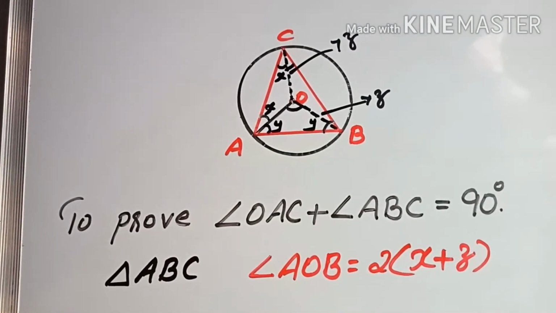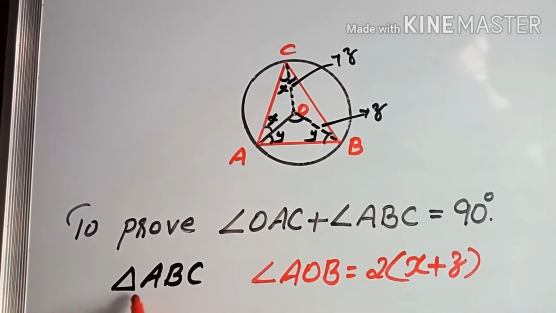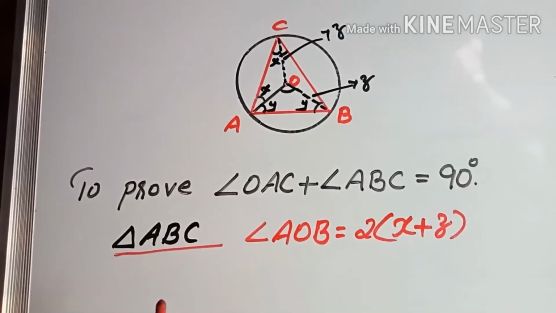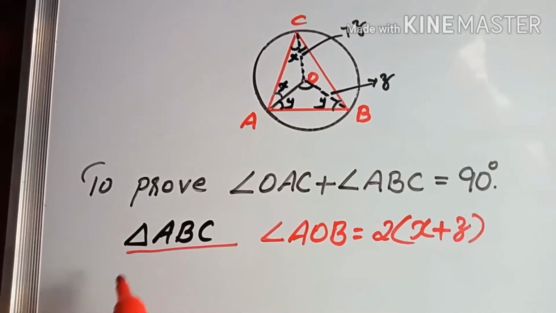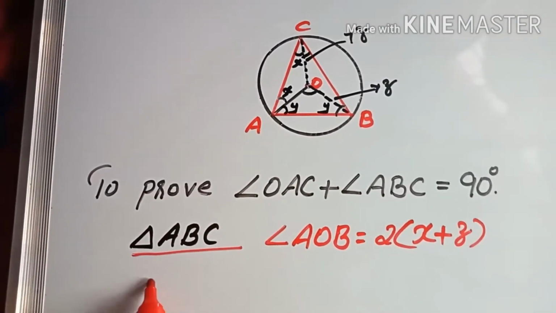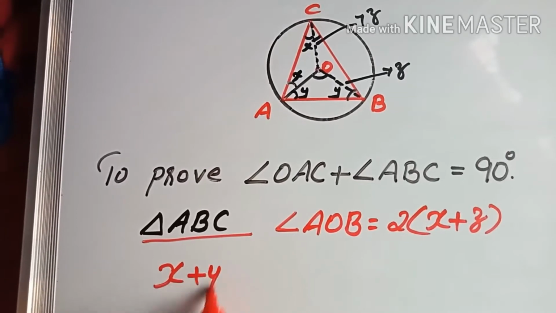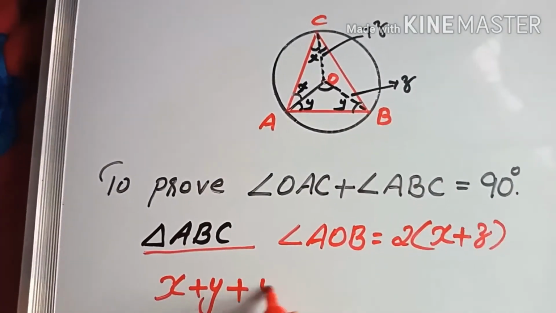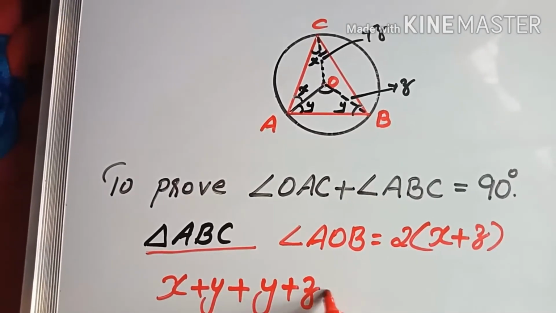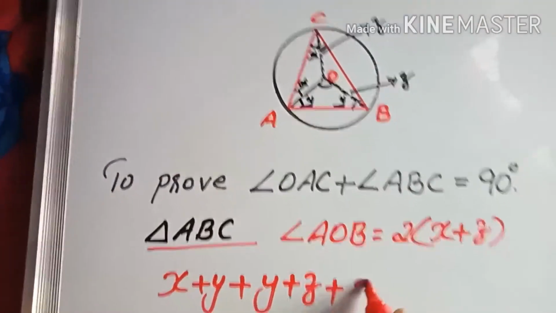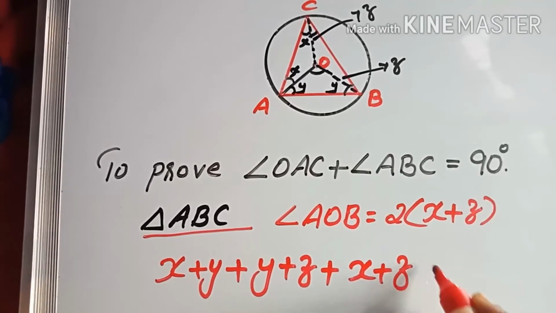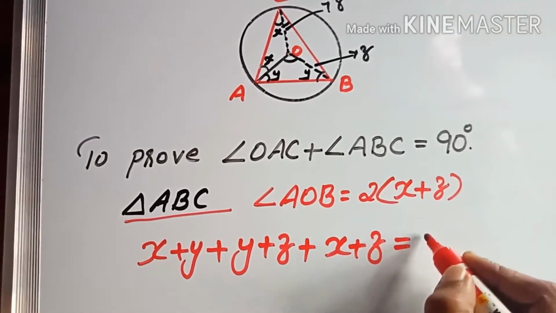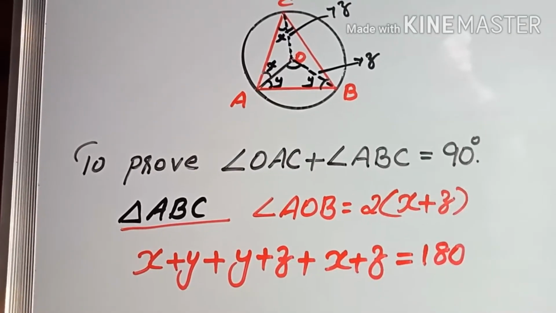Okay, now let's add all the angles of triangle ABC. That is angle A plus angle B plus angle C. So angle A is what? x plus y. So x plus y plus angle B is what? y plus z. So y plus z plus angle C is x plus z. Sum of all these three angles will be what? Angle sum property, that is 180 degree.